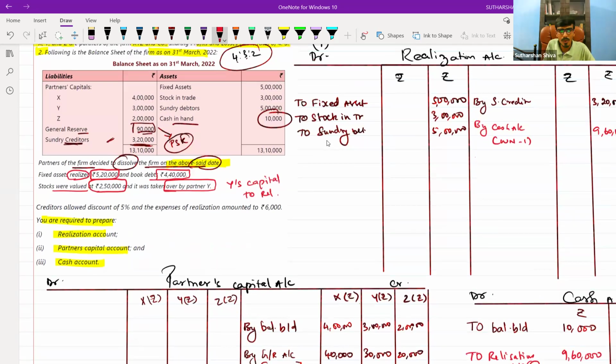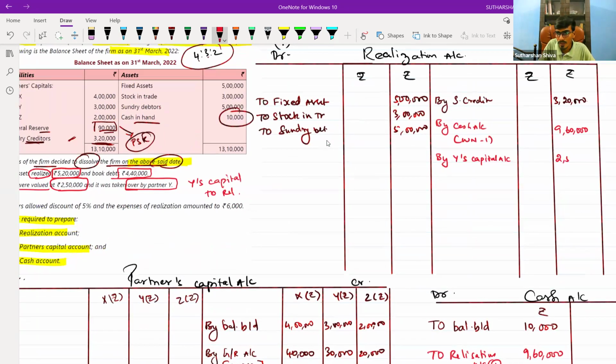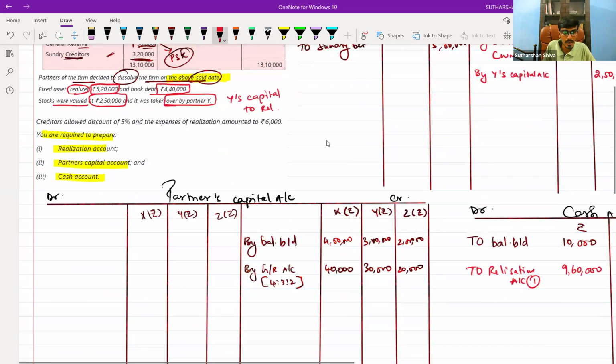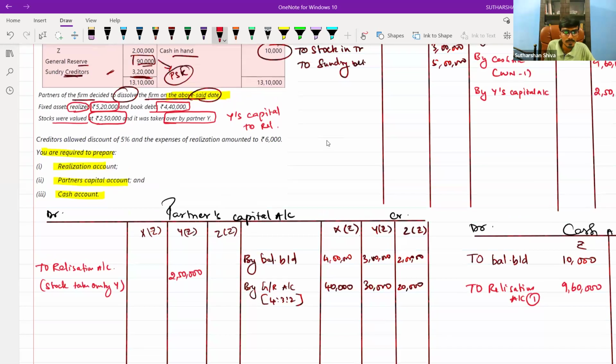Working note is not required. You will write down by Y's capital account, and write down the value, 2,50,000. Okay, go immediately to partners' capital and write down to realization account. In brackets, write down stock taken over by Y. In Y's account, you need to put 2,50,000.